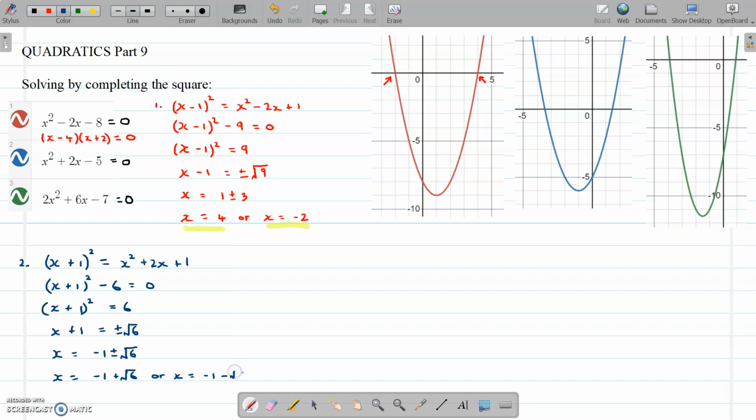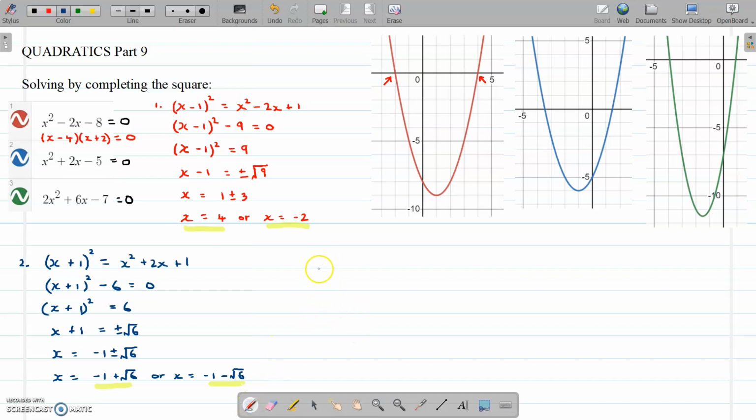Now those two values are shown clearly on the graph. This one comes to about minus 3.5, and that comes to about 1.5. So that's the second one done, and if you wanted calculator values, you'd obviously just put those two onto the calculator.